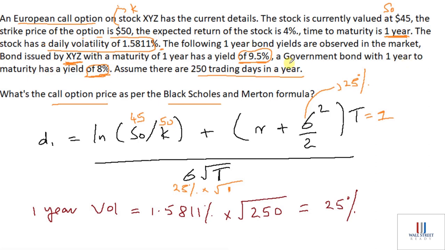And also you can see the government bond with 1 year to maturity. So we are also looking at 1 year. This government bond also has a 1 year to maturity. So this is a good proxy or a good approximate. So in this case, my risk-free rate will be 8%. 1 year to maturity has a yield of 8%. Now here we have not been told it is with continuous compounding, but for this question, let's assume that this is with continuous compounding.